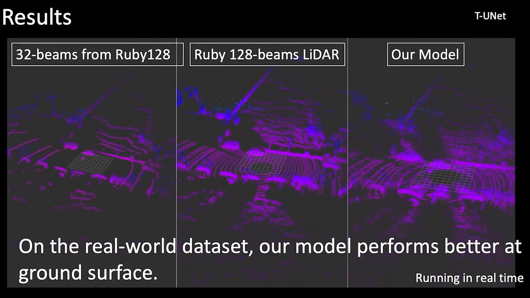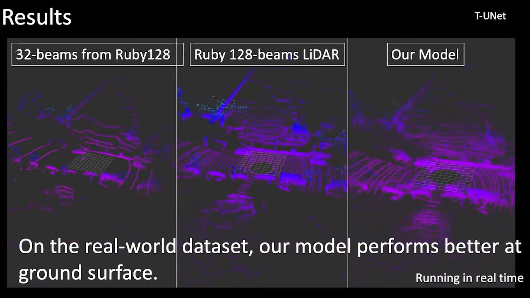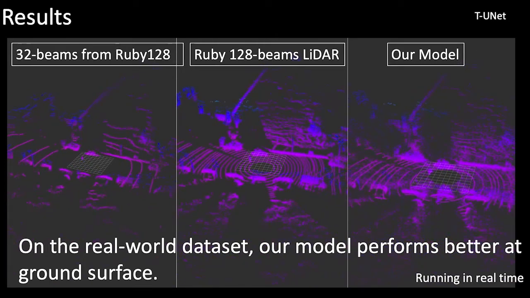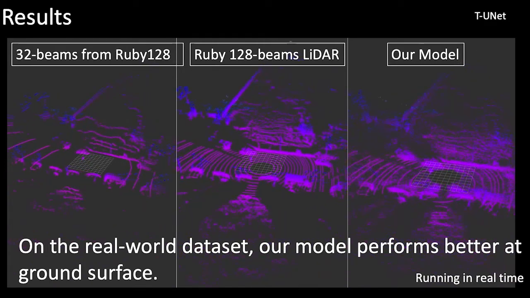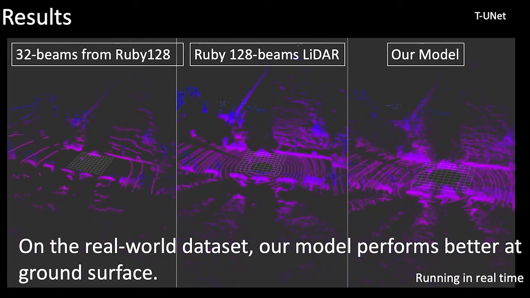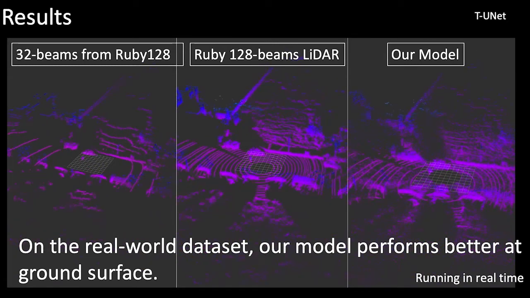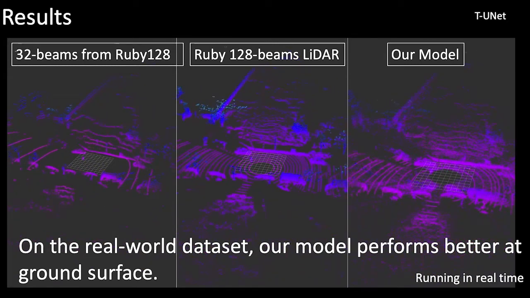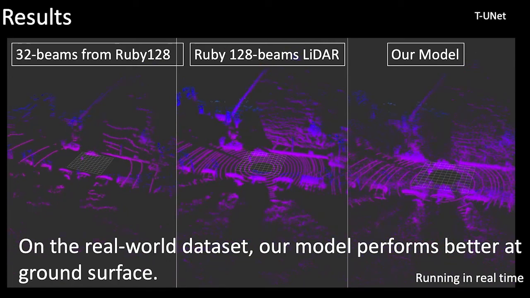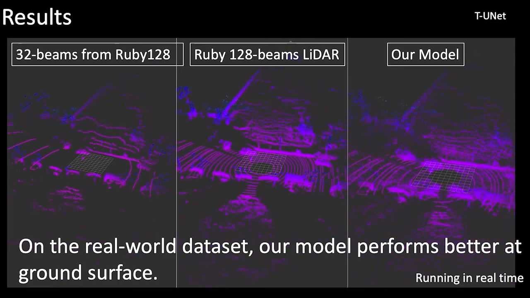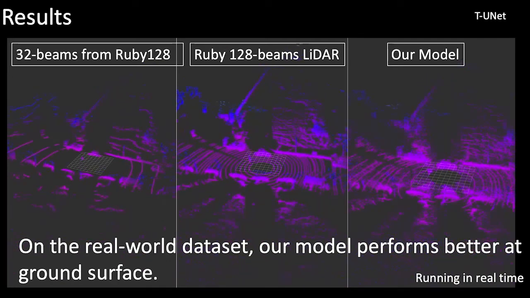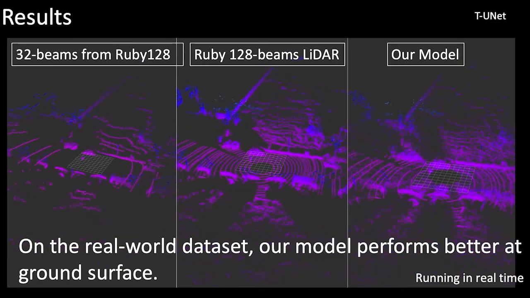These videos also show the test result of the real-world datasets, and the scene is a road segment. The left side is the input 32 laser beams LiDAR point cloud. The middle is the 128 laser beams LiDAR as the ground truth, and the right side is the super-resolution point cloud output by the model. It can be seen that the model performs better on pavement, which is consistent with the result on the simulation dataset.